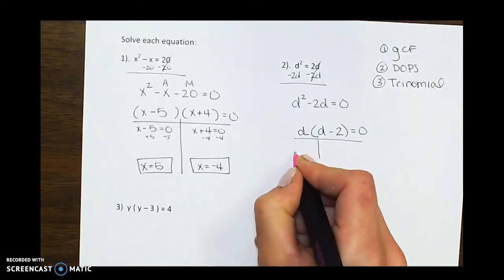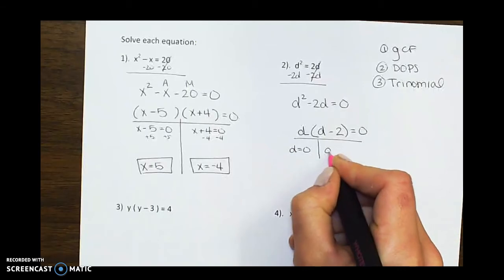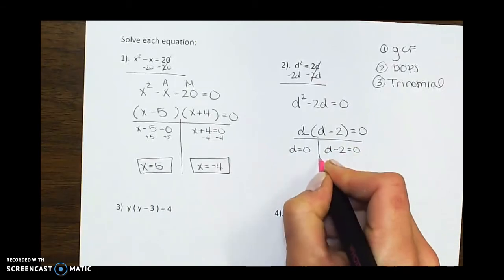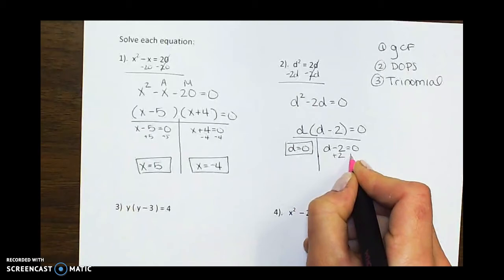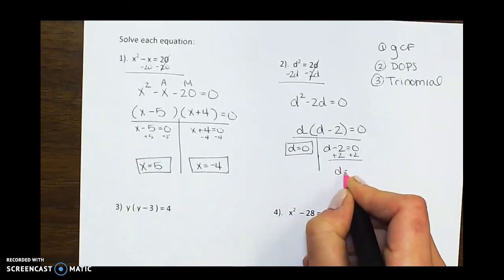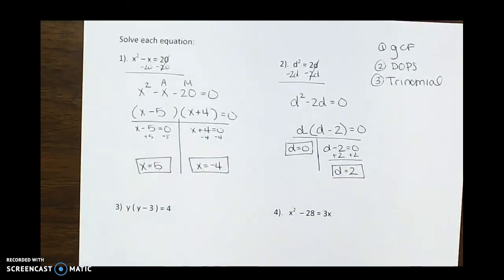We can tee it up, so we get d equals 0. D minus 2 equals 0. I don't have to do anything to solve here. There's my answer, and over here we add 2, and we get d equals +2.